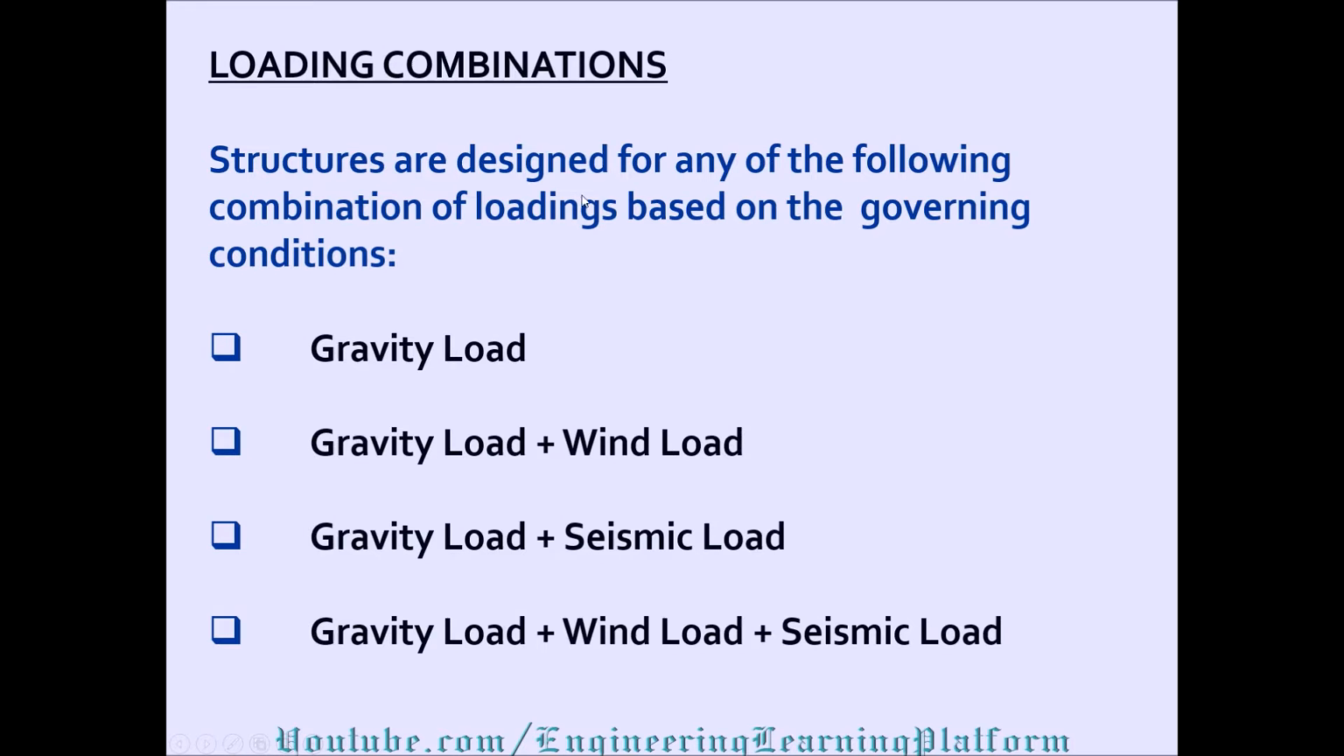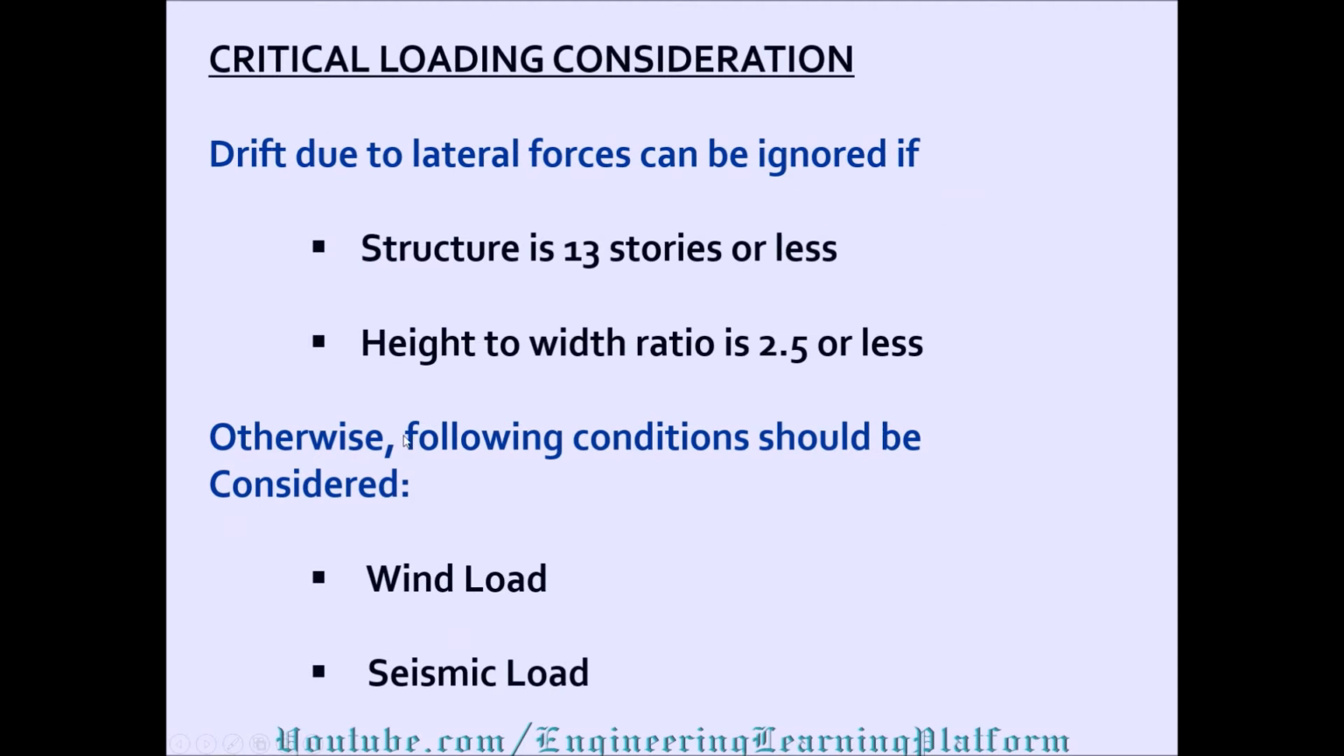Loading combinations. Structures are designed for any of the following combinations of loading based on the governing combinations: gravity load, wind load plus gravity load, wind load plus seismic load plus gravity load, and a combination of all three kinds of loads. The wind load and seismic load are lateral loads, and the gravity load acts in the downward direction on the structure.